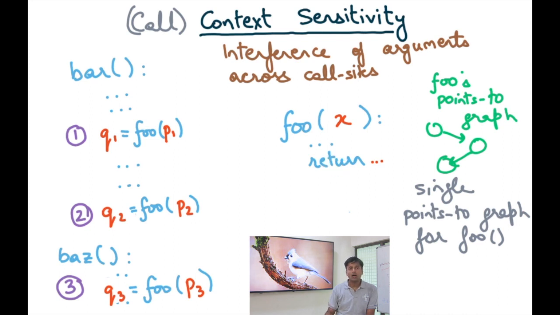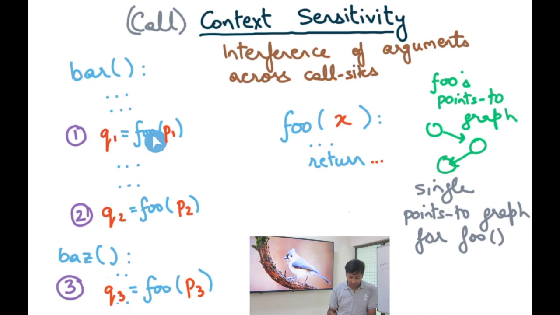And when we do our points-to analysis, we are going to do our points-to analysis on the function foo, by assuming certain initial points-to values for x, for example. What can x point to? And depending on that, the variables in the body of function foo can point to some of the abstract objects, and eventually some value gets returned, which is also going to point to some abstract objects.